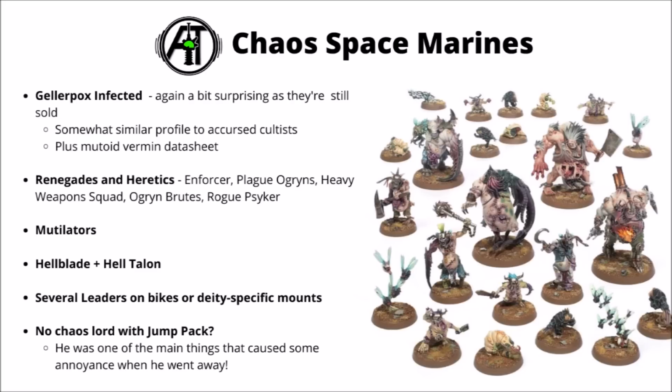Perhaps notable things that aren't here are things like the Chaos Lord and Sorcerer with jump packs. I was kind of expecting them to be included alongside the bikes and the deity-specific things. Games Workshop seemed to feel that they were important enough to add to the Legends document in 9th edition, as people were quite unhappy when that option went away for the Chaos Space Marines, particularly as they'd sold them fairly recently. That does seem like an option that they probably should have included here.